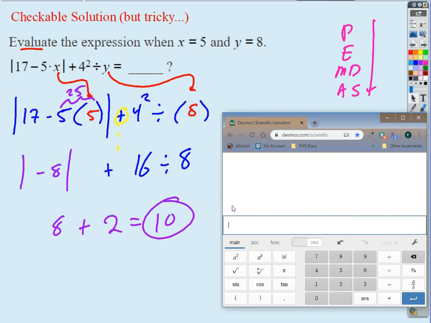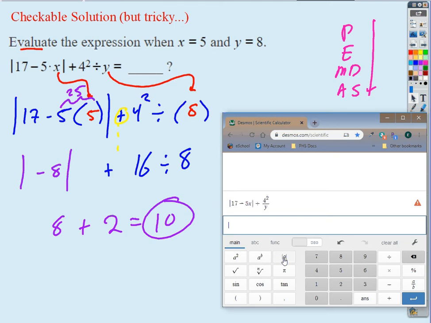What's nice about this is I can take this expression up here and type it out with x's and y's, make it look just like that. So I'm going to use my absolute value button. I've got 17 minus 5x inside the absolute value, so I'll scoot to the right to get out of the absolute value and do plus 4 squared, divided by, so it sticks it on the bottom, y. Okay, look good?